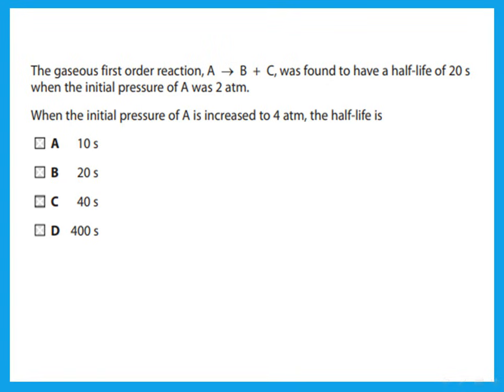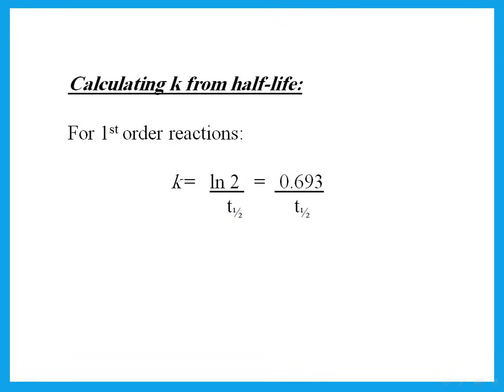Another question. The gaseous first order reaction is this, was found to have a half-life of 20 seconds when the initial pressure is 2 atmospheres. Now, when the initial pressure is increased, what happens to the half-life? I will tell you that the half-life does not depend on the pressure. It will always be the same for the same reaction. Okay? So, if I have a first order reaction, I can calculate K from the half-life. So if he tells me he has a certain half-life, then I can get K. It is always 0.693 divided by the half-life if we're talking about a first order reaction.